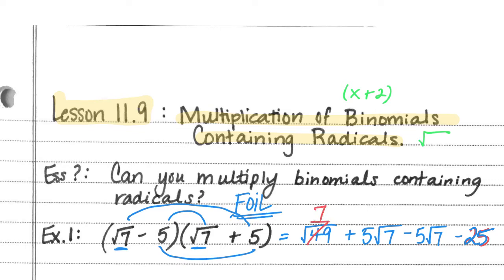And I know that 7 and a negative 25 is negative 18. And I do have a positive 5 root 7 and a negative 5 root 7. What happens with a positive 5 root 7 and a negative 5 root 7? They do cancel out, so my only answer is negative 18.